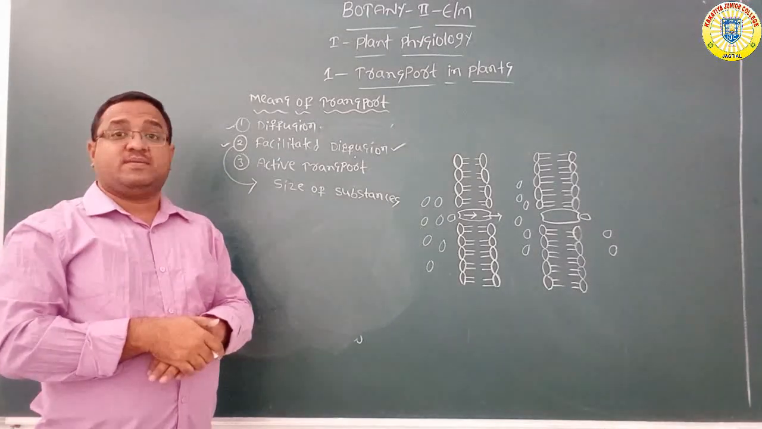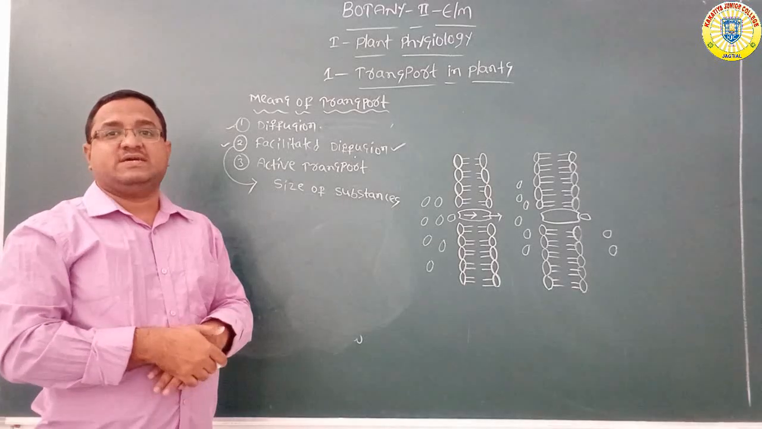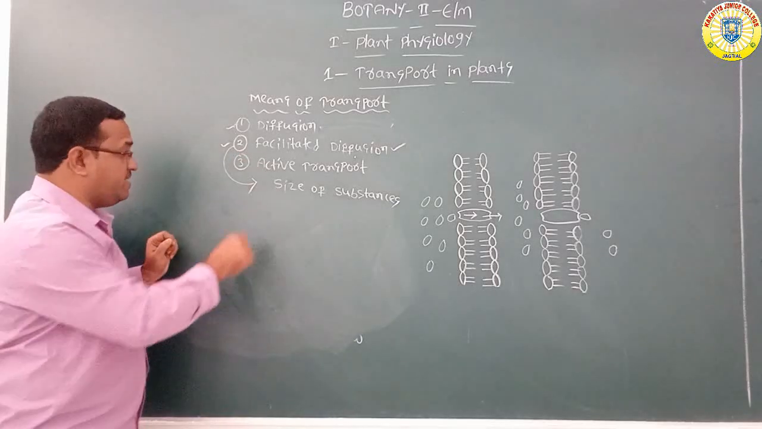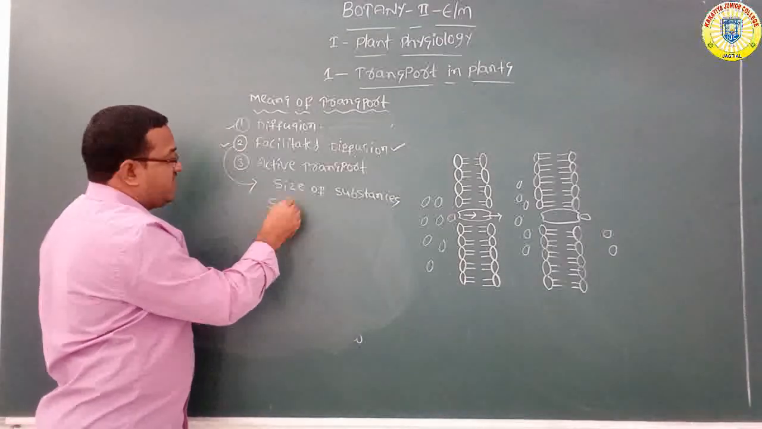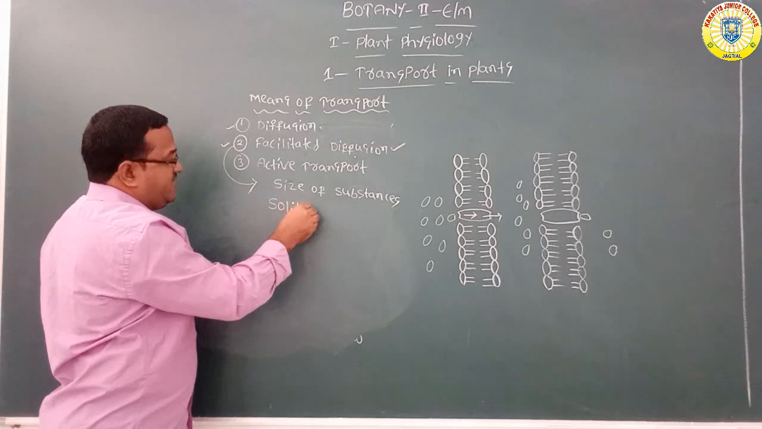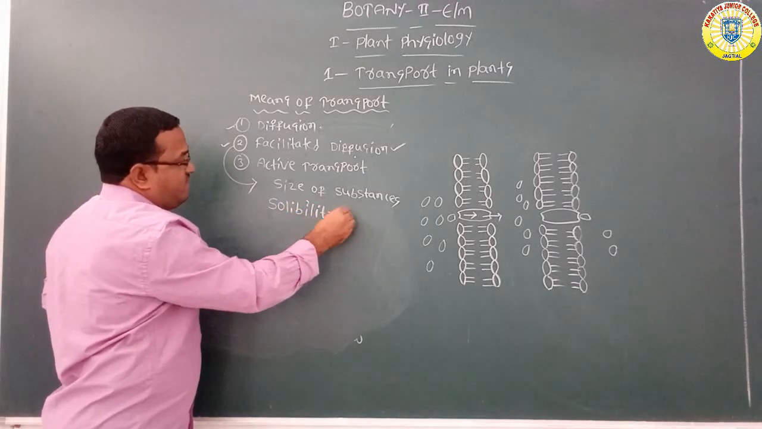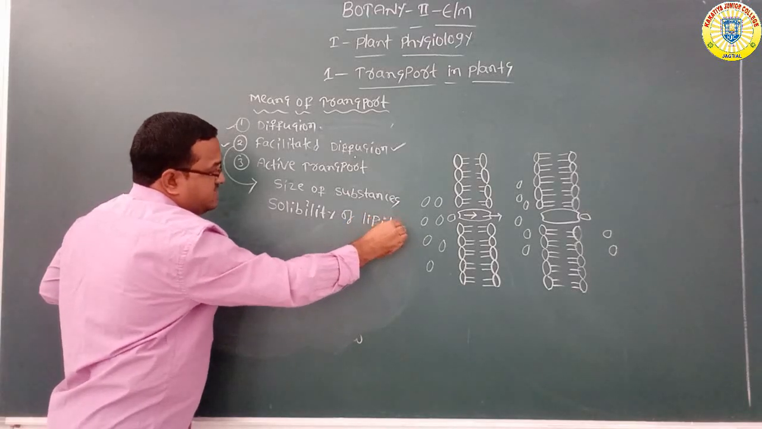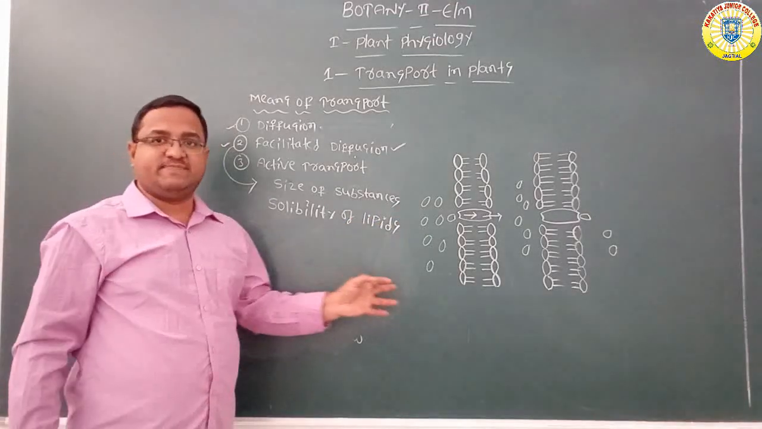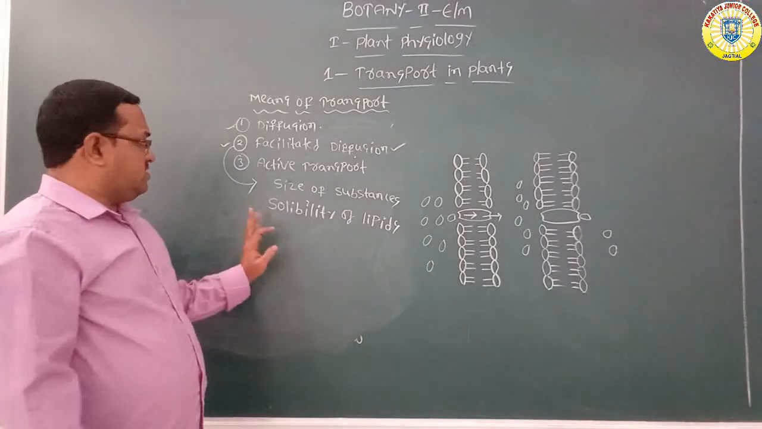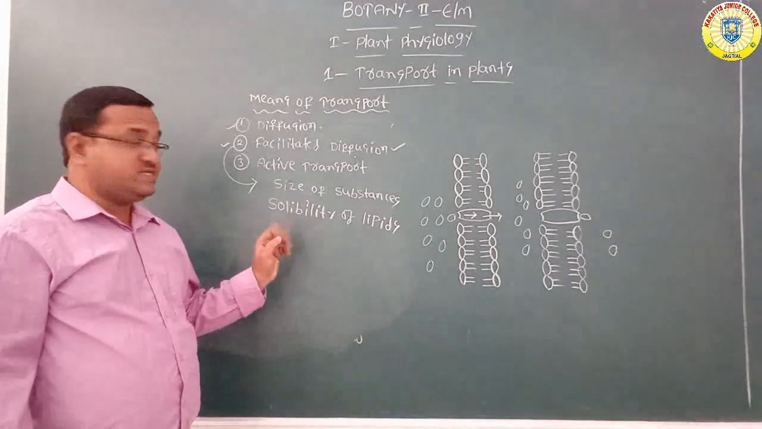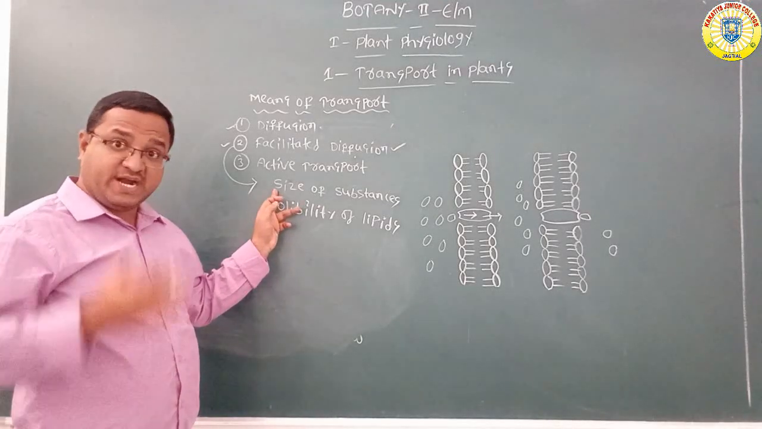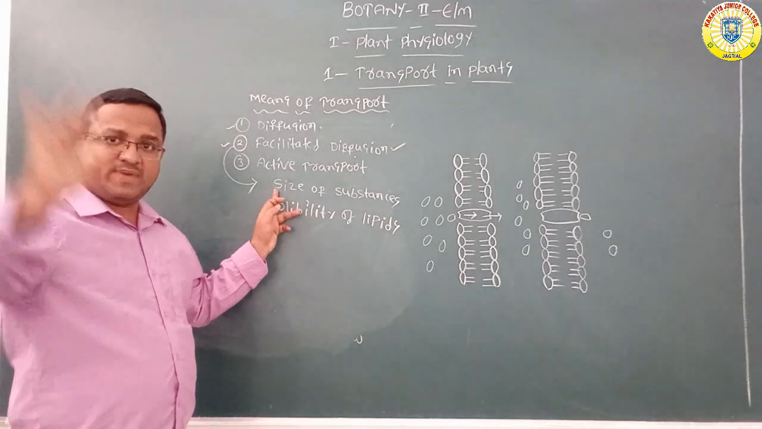One more thing, the rate of diffusion also depends on the solubility of lipids. Lipids means fats. The plasma membrane is made up of lipids only. So the rate of diffusion mainly depends on the size of substances. Substances which are small in size can diffuse easily through the membrane.